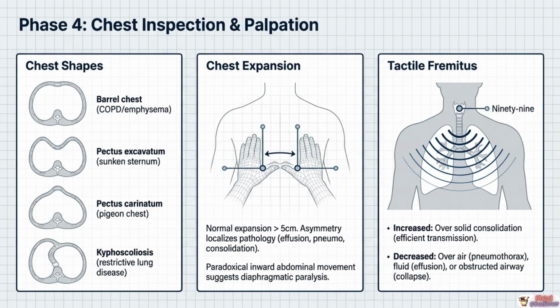Finally, tactile fremitus is assessed by palpating the chest wall while the patient repeats the phrase 99. Fremitus is increased over solid consolidation, since dense tissue transmits vibration efficiently, but decreased over air in pneumothorax, fluid in effusion, or an obstructed airway in collapse, since all three of these conditions insulate and dampen vibration transmission to the chest wall.